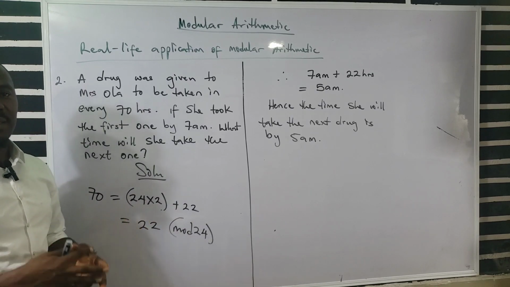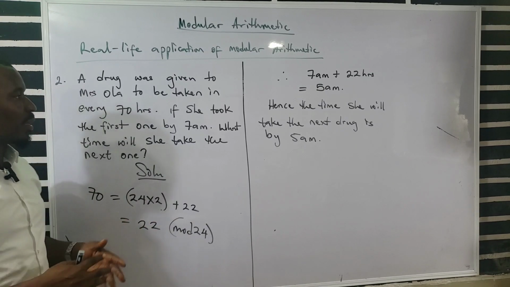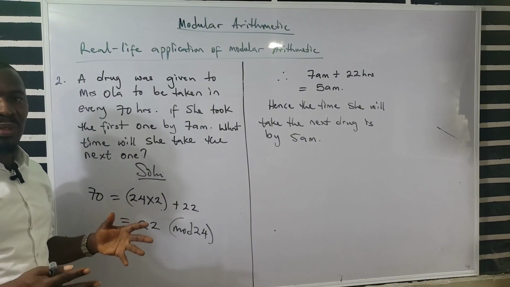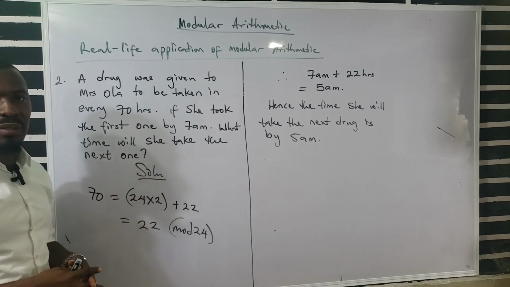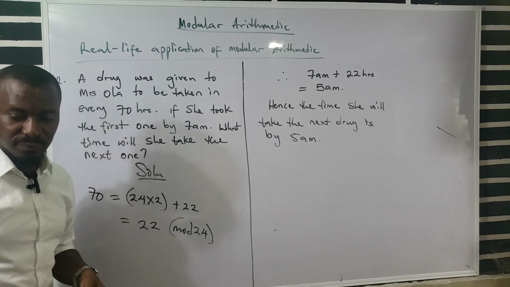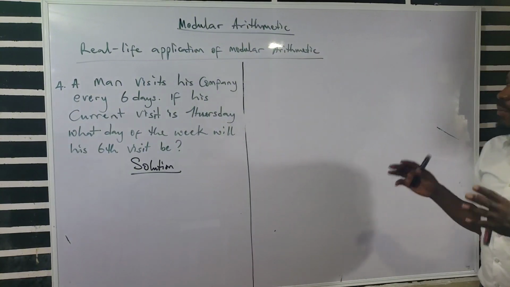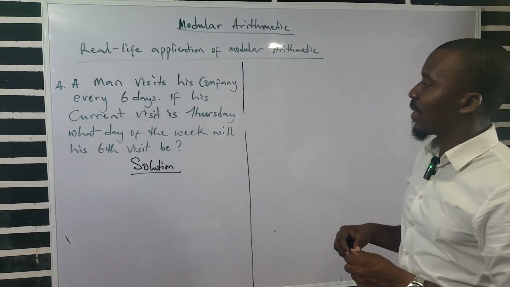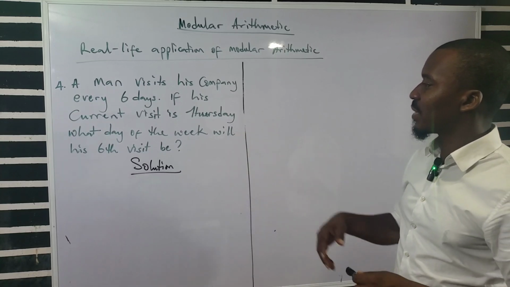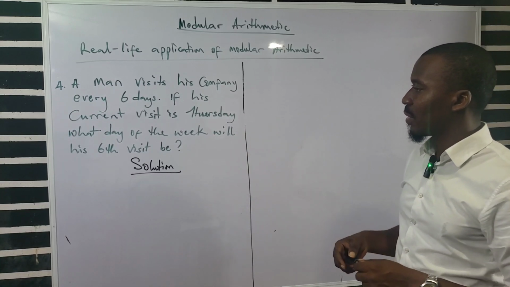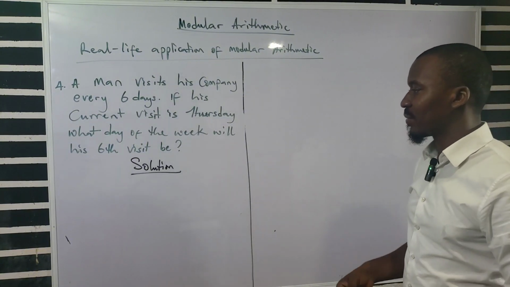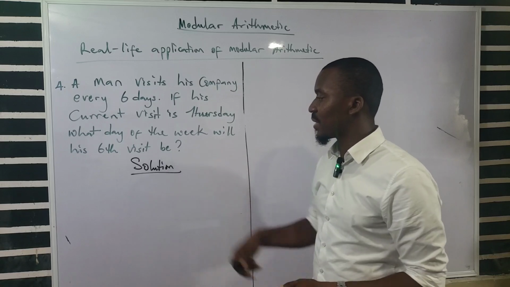Okay, so that any number that I have, it will be easier for me to solve. Okay, so let us look at another question and see whether there will be a difference from what we have been doing or whether it is still going to be the same thing. A man visits his company every 6 days. If his current visit is Thursday, what day of the week will his sixth visit be?